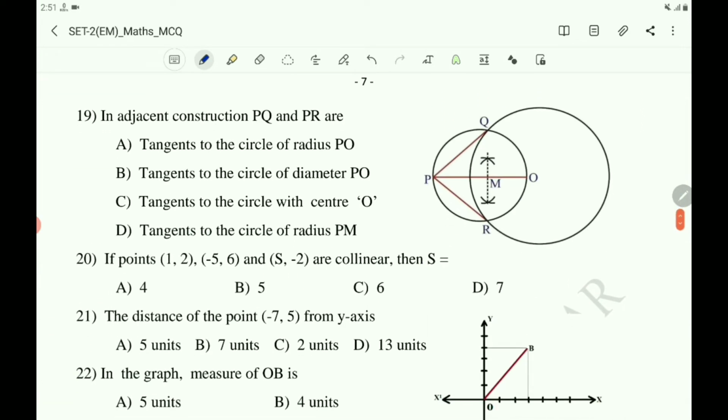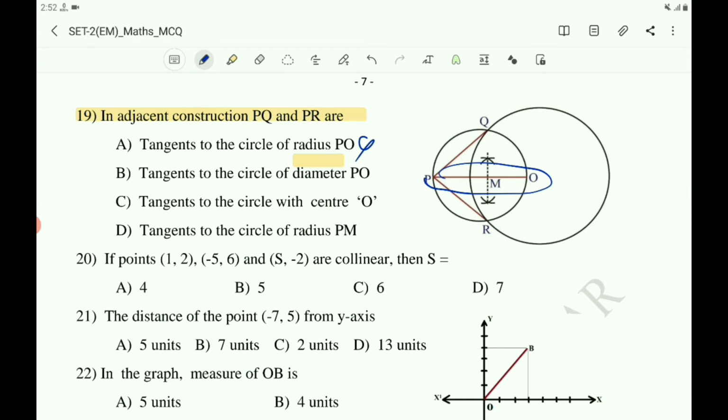Then you take the question number 19. In the adjacent construction, PQ and PR. Here what are the options? Tangents to the circle of radius PO. Second option, tangents to the circle of diameter PO. Tangents to the circle with center O. Tangents to the circle of radius PM. Here PO is not a radius. Note it here. PO is not a radius. This is not correct.